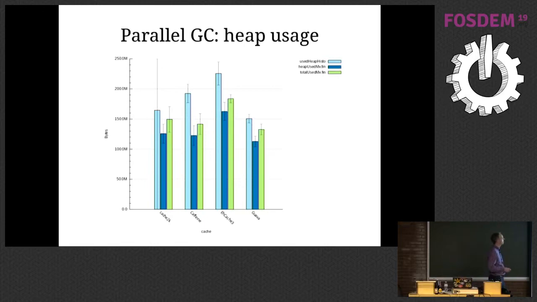And here is the heap usage, the different metrics. The first one is via jmap and histogram. The second one is after I run the garbage collector, and the third one also. The second one is the used heap, and the third one is the total used memory. So not only the heap, but also the non-heap memory.